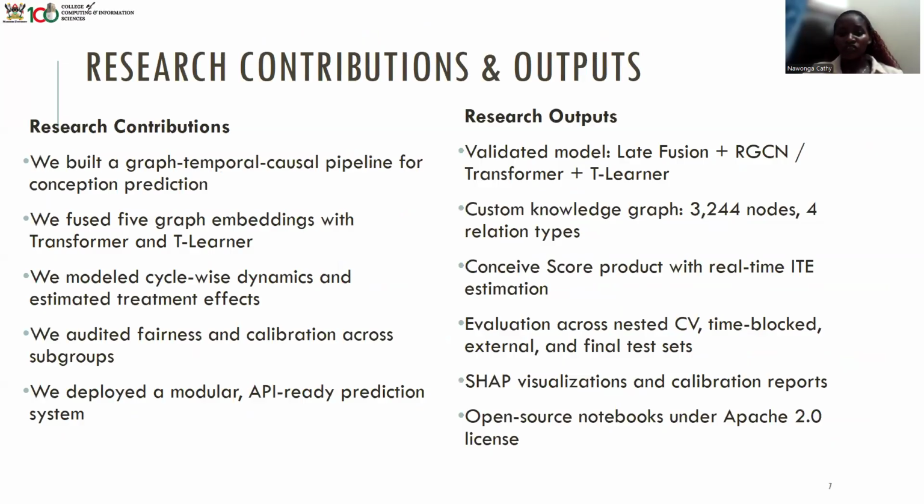Next, our contributions: a graph temporal causal pipeline, with the fusion of embeddings plus the transformer plus the T-learner and fairness audits, gives us a deployment-ready system. Our outputs include a validated model with a custom knowledge graph of 3,244 nodes. Our AI model is called Conceive Score, with SHAP visualizations and open-source notebooks.